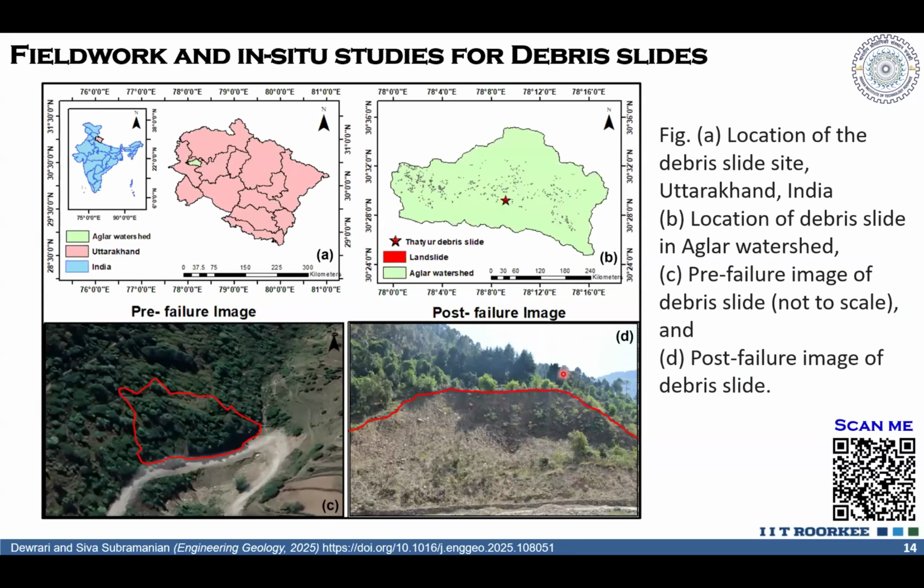So the first study is a case study which we did for a rainfall-induced debris slide. That is actually situated in Uttarakhand in the Agla river catchment. It's a tributary of the Yamuna river. This is the location of the debris slide, and this is a Google Earth image from before the landslide took place. It is a debris slide because the material is debris, and the type of movement is a sliding failure as per the updated advanced classification by Hungr et al. in 2014.